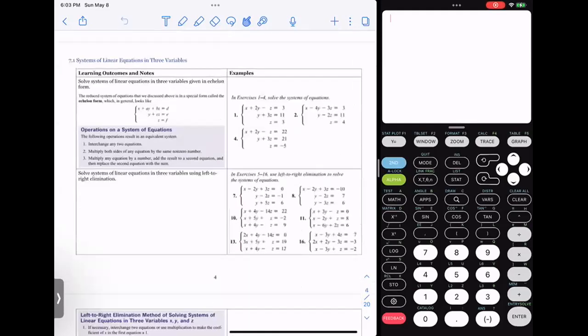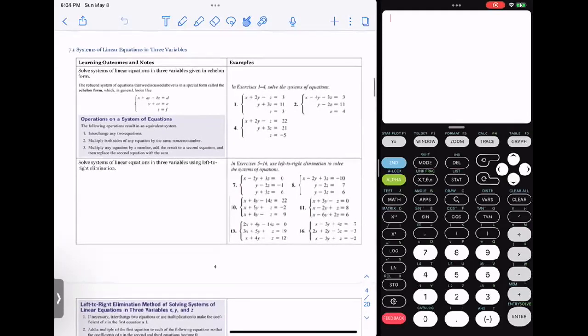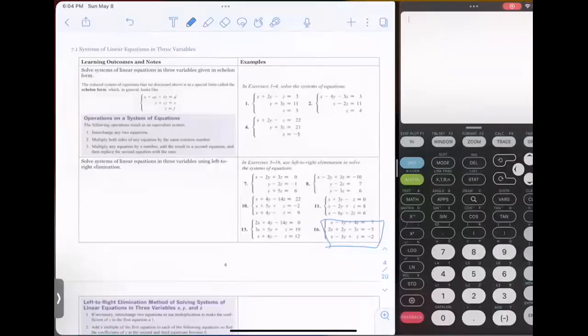All right, 7.1, systems of linear equations in 3 variables. Let's look at page number 4, where it's talking about systems of linear equations and solving. Problem 16.